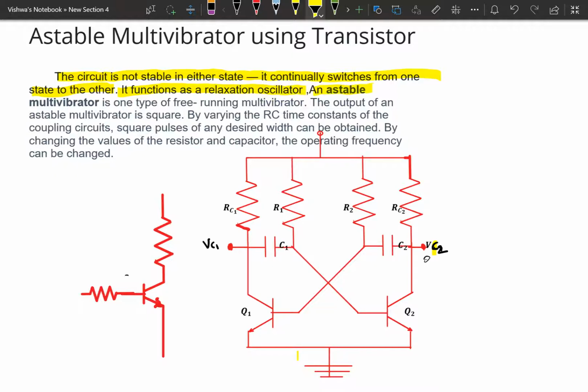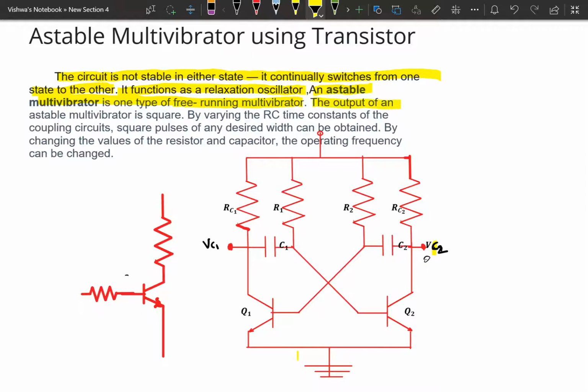An astable multivibrator is one type of free running multivibrator. It is free running because there is no requirement of any input triggering pulses. By itself it provides the output. That's why we call it a free running multivibrator.